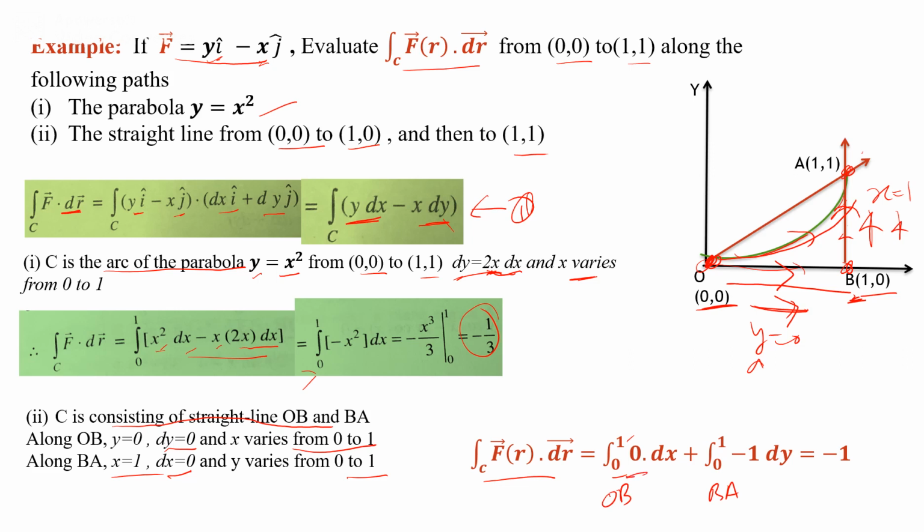In that case x varies from 0 to 1 and y is 0. So from equation 1, y is 0, so we get 0, and dy is 0, so the whole equation becomes 0. And when we take the integration along BA, here we put x equal to 1, and dx is 0, so we get 1 dy, and on integration we get y, and we put the limit, so we get 1. So in that way we can evaluate the line integral along the lines, or we can say along the curve.